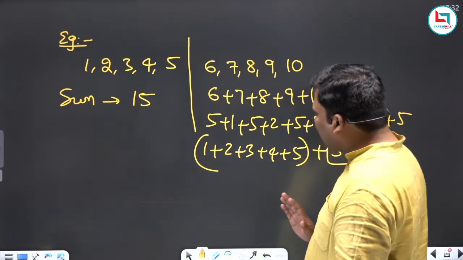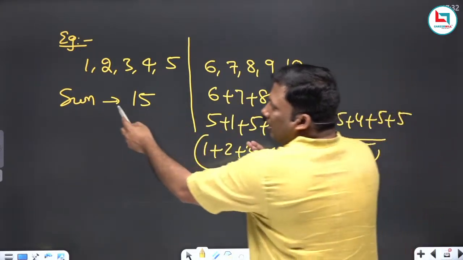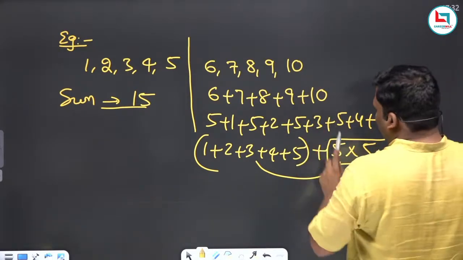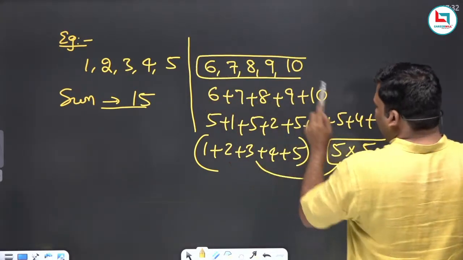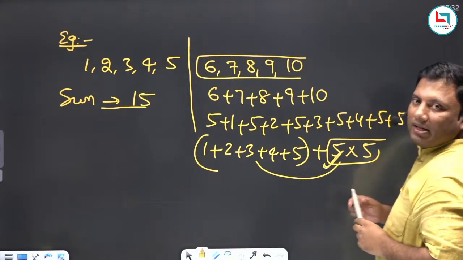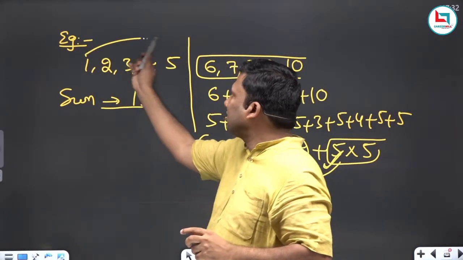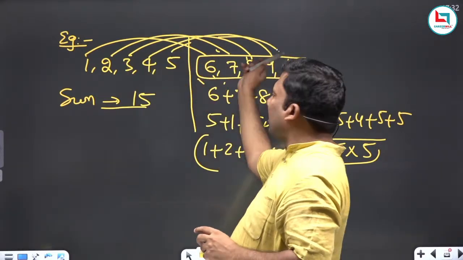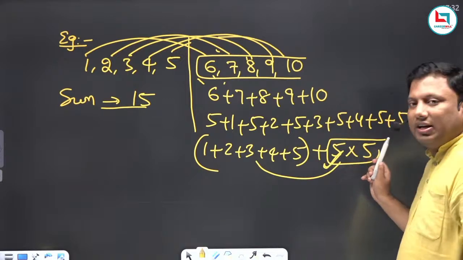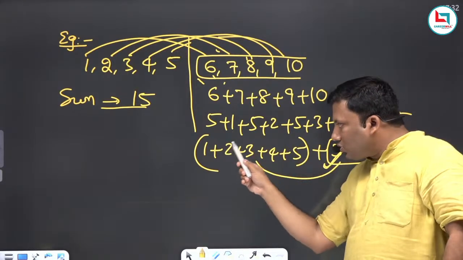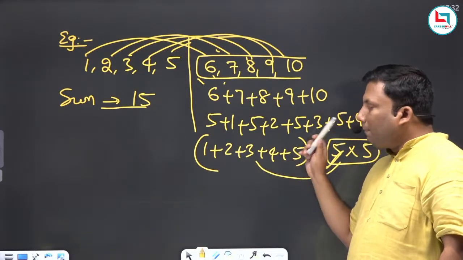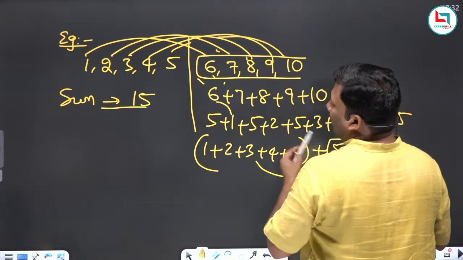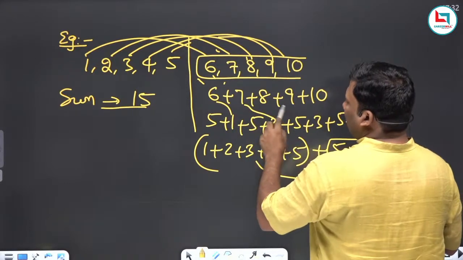Now if you observe carefully, this is nothing but the original sum plus 5 into 5. What is 5 into 5? How many more numbers did I add? 5 more numbers I added. Compared to the first 5 series, every time, what is the gap? 5. That is the reason it is 5 into 5. See here, from 6 to 1, there is a gap of 5. 7 to 2, there is a gap of 5.